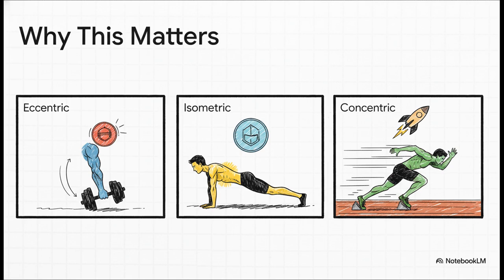For example, once you know that the eccentric phase, that lowering part, is where you build a ton of strength, you can really focus on moving slowly and with control on the way down. See, that lengthening under tension is what really stimulates muscle growth. And those isometric holds, amazing for building rock-solid stability. You can see how different sports demand different skills, right? Think about the explosive concentric power of a sprinter versus the incredible isometric strength of a gymnast holding an iron cross.